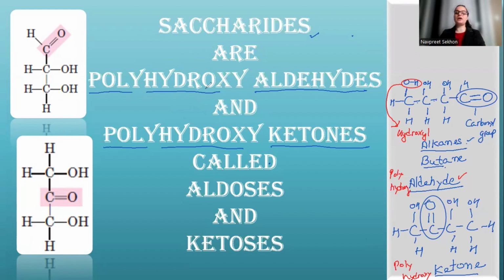So saccharides are either polyhydroxyaldehydes, which means they have the carbonyl group at the terminal carbon, with the rest of the carbons having hydroxyl groups. Or they are polyhydroxy ketones, which means that within the carbon chain, one of the carbons is forming a double bond with oxygen, forming a carbonyl group, while all the rest of the carbons in the molecule are forming a bond with the hydroxyl group. So this is polyhydroxy ketone.